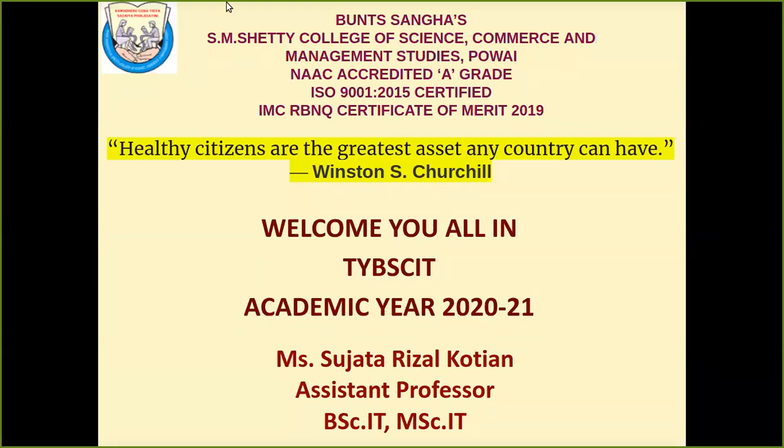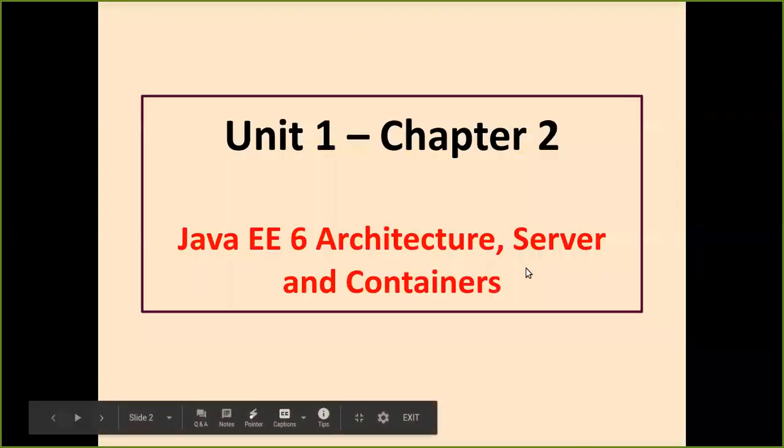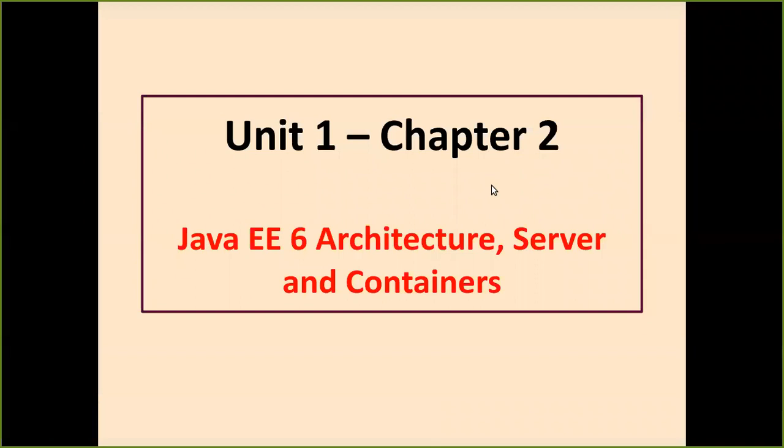Okay. Now we have the second chapter in unit 1. As I told you, we have 26 chapters in your Enterprise Java. In unit 1 we have a total of 6 chapters. We have completed chapter 1. Now we are going to start with chapter 2.